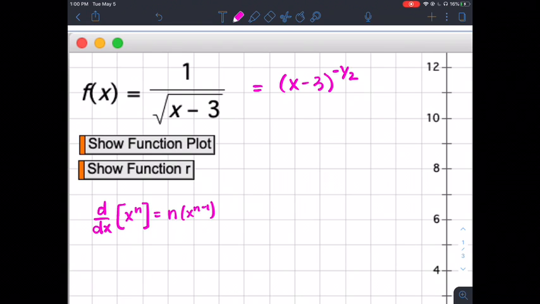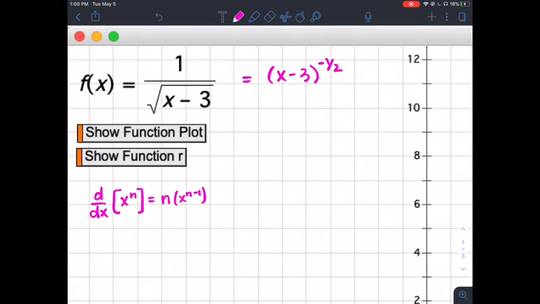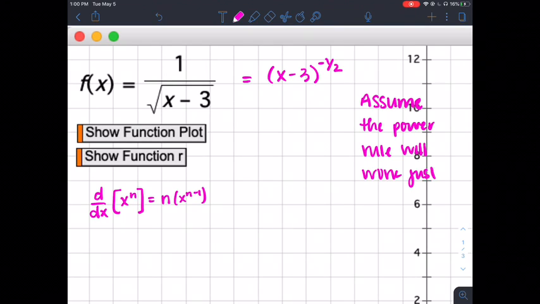For this moment, we're going to make an assumption, because we don't know anything otherwise. We are going to assume the power rule will work just fine. Later on, we're going to see if that was right or not, if it was okay to make this assumption. But we are going to assume that the power rule is going to work just fine.